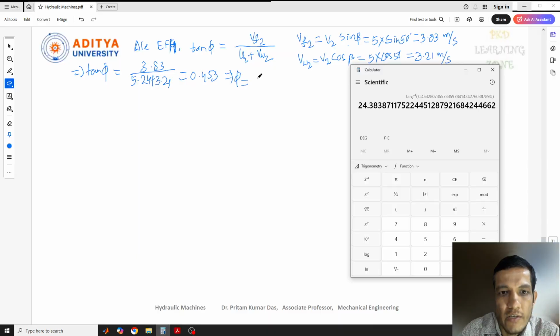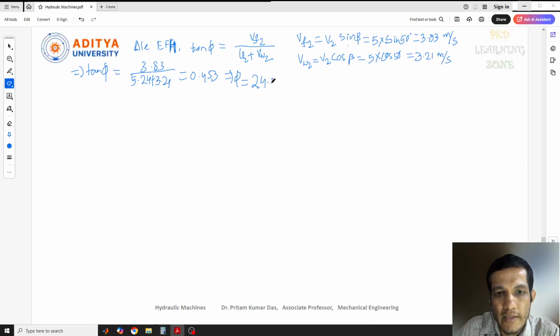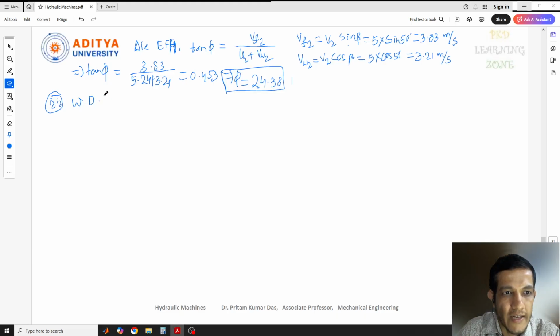So this is 24.38 degree angle. So this is our second answer. Okay, now directly we'll go for the work done. The next part is work done per second. Work done per second by the water.